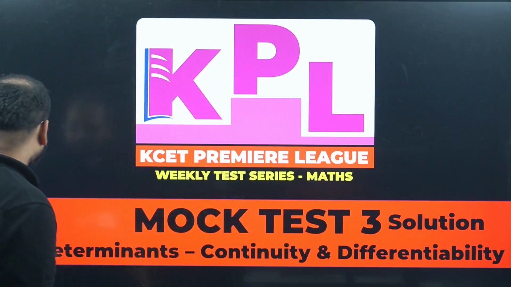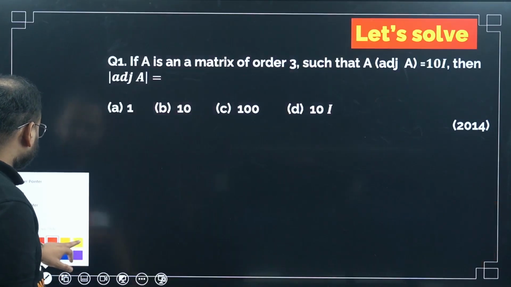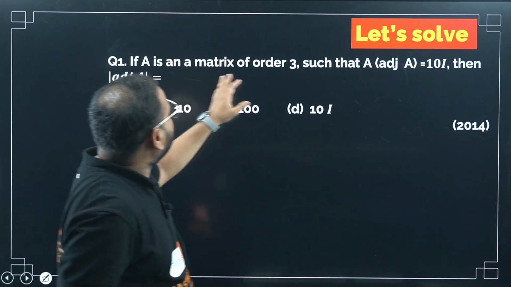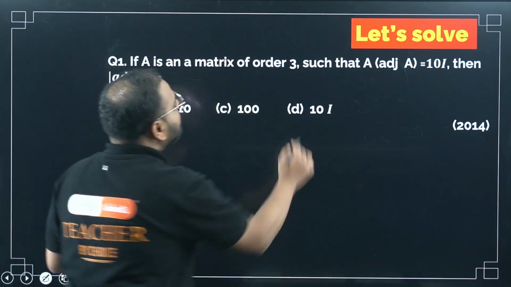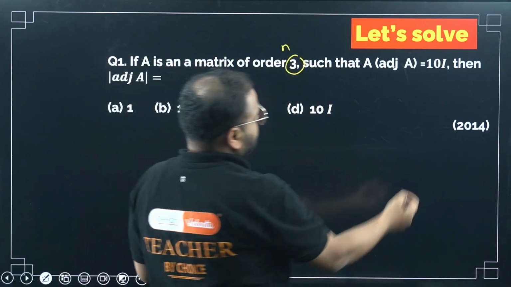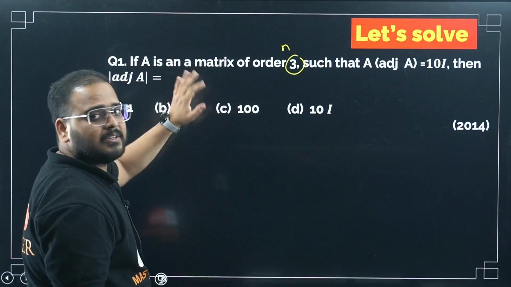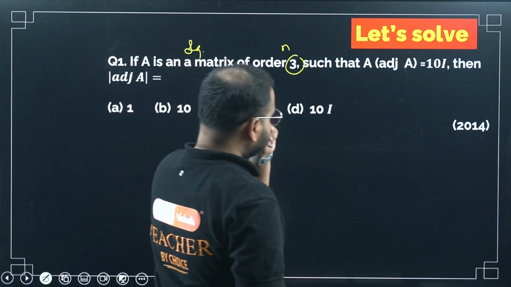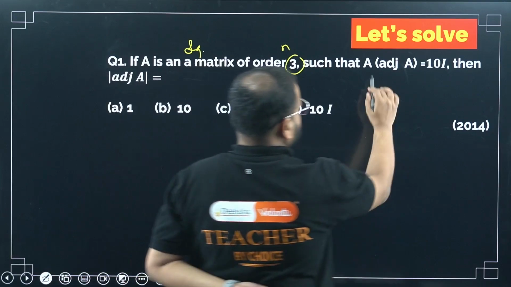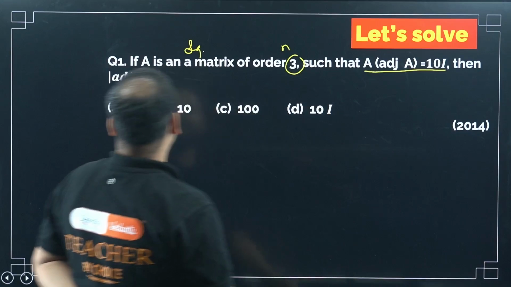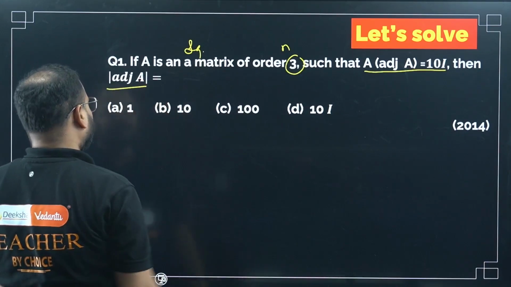Let's begin. First question. This is a very simple question. If A is a matrix of order 3, important point to know, n is given as 3. It's written as only matrix, but it is understood to be a square matrix. Given A adjoint A is 10I, find the determinant of adjoint A.